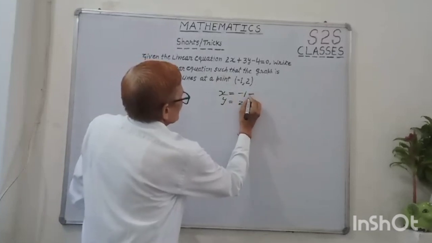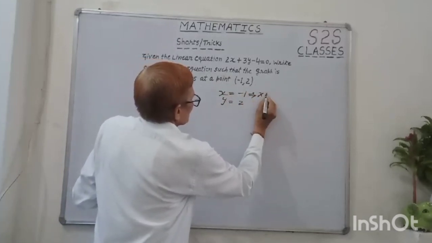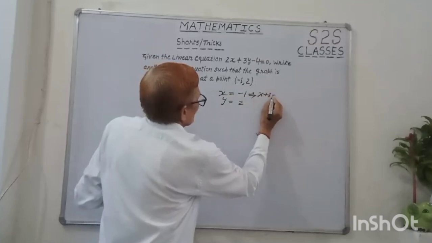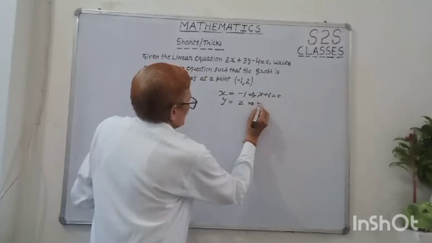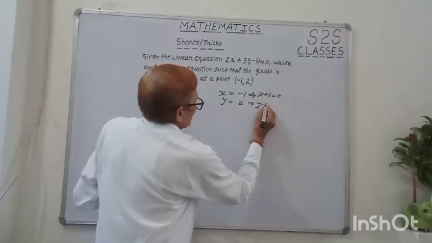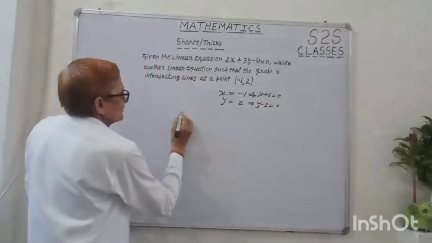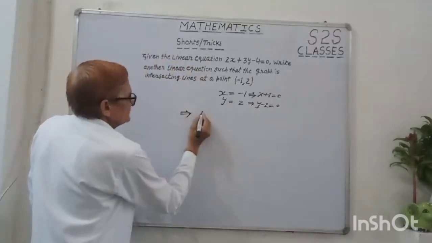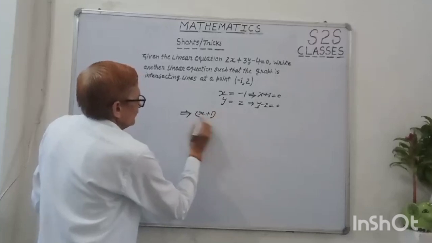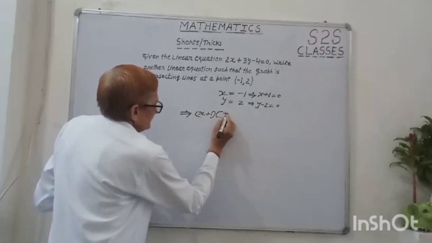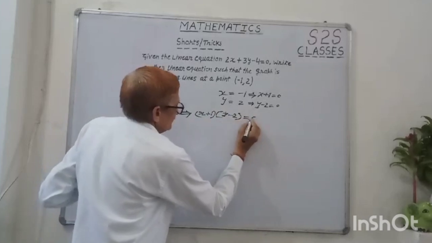So from this, take -1 this side, x plus 1 is equal to 0, and take this also. Similarly, y minus 2 equal to 0. So multiply both, then we can say (x plus 1) into (y minus 2) is equal to 0.